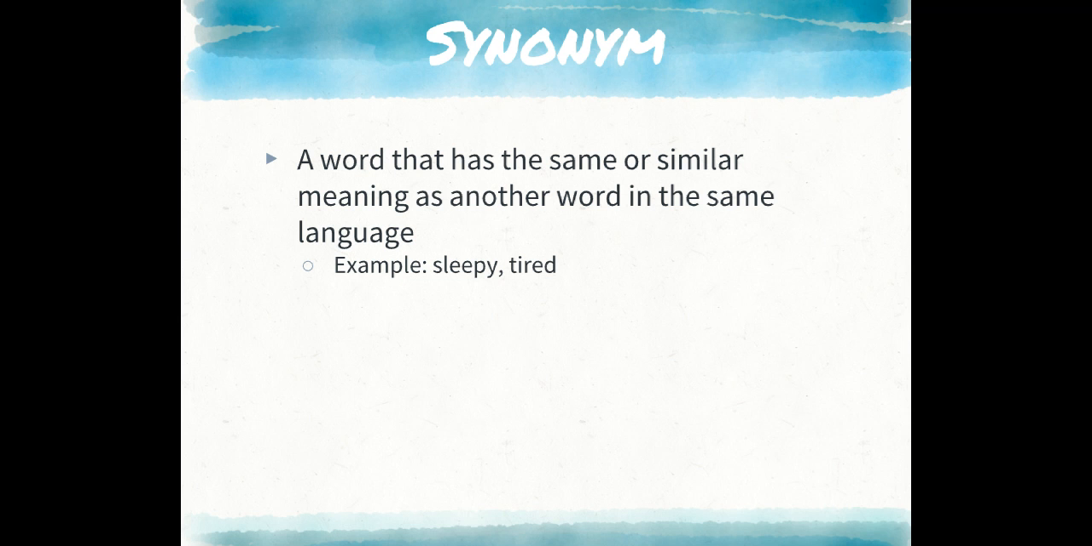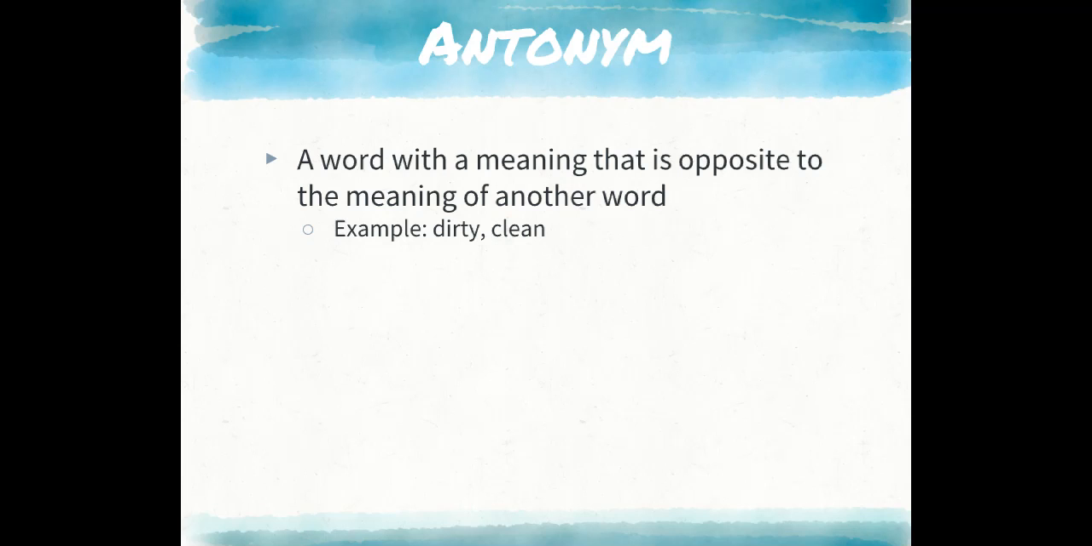Next is synonym. This is a word that has a similar or same meaning as another word in the same language. An example, sleepy and tired. They are synonyms. They mean the same thing. Antonym. This is a word that has a meaning that is opposite to the meaning of another word. So clean, dirty, hot, cold, happy, sad. Those are all antonyms.